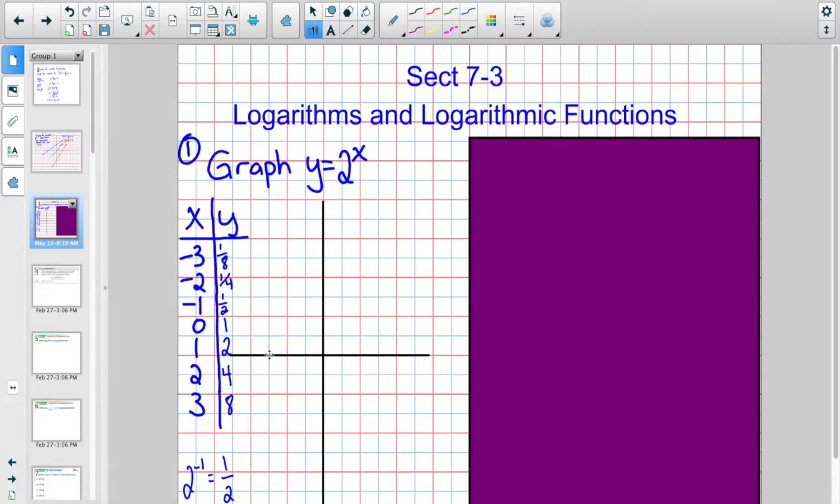So then negative 3, 1/8, negative 2, 1/4, negative 1, 1/2, 0, 1, 1, 2, 2, 4, 3, 8. So we can see what we already have come to know as this exponential curve. So there's my exponential function.